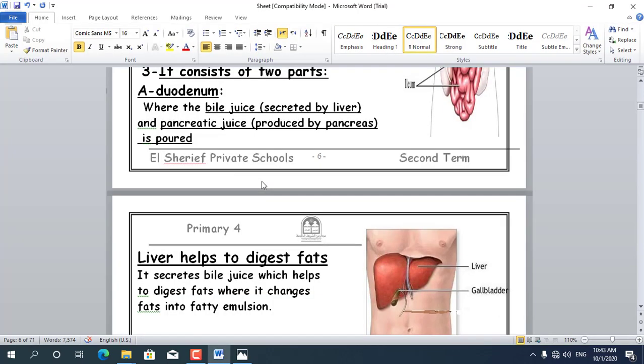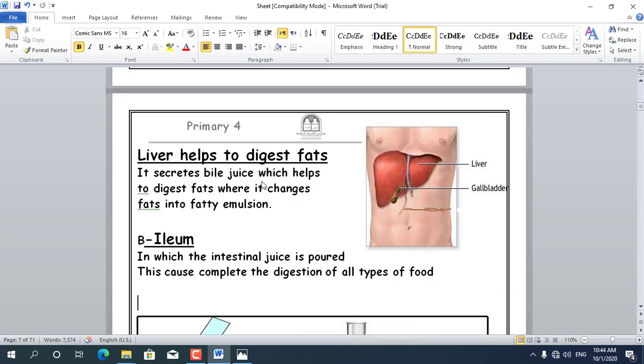طب يجي يقول لي في function للبايل جوس. يبقى بايل جوس helps in digestion of fats as it changes fat into fatty emulsion. يبقى تاني لما يقول لي mention function of bile juice يبقى helps in digestion of fats as it changes fat into fatty emulsion. يبقى تاني الـ liver helps to digest fats يبقى it secretes bile juice which helps to digest fats where it changes fats into fatty emulsion.